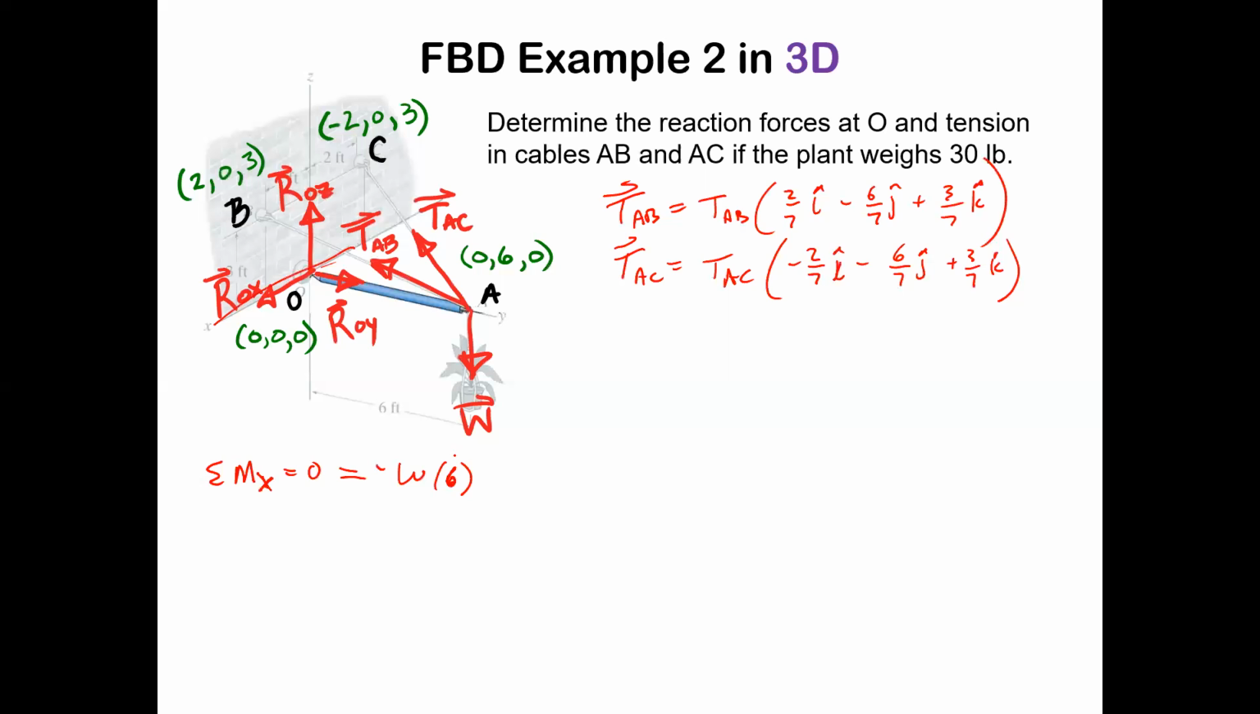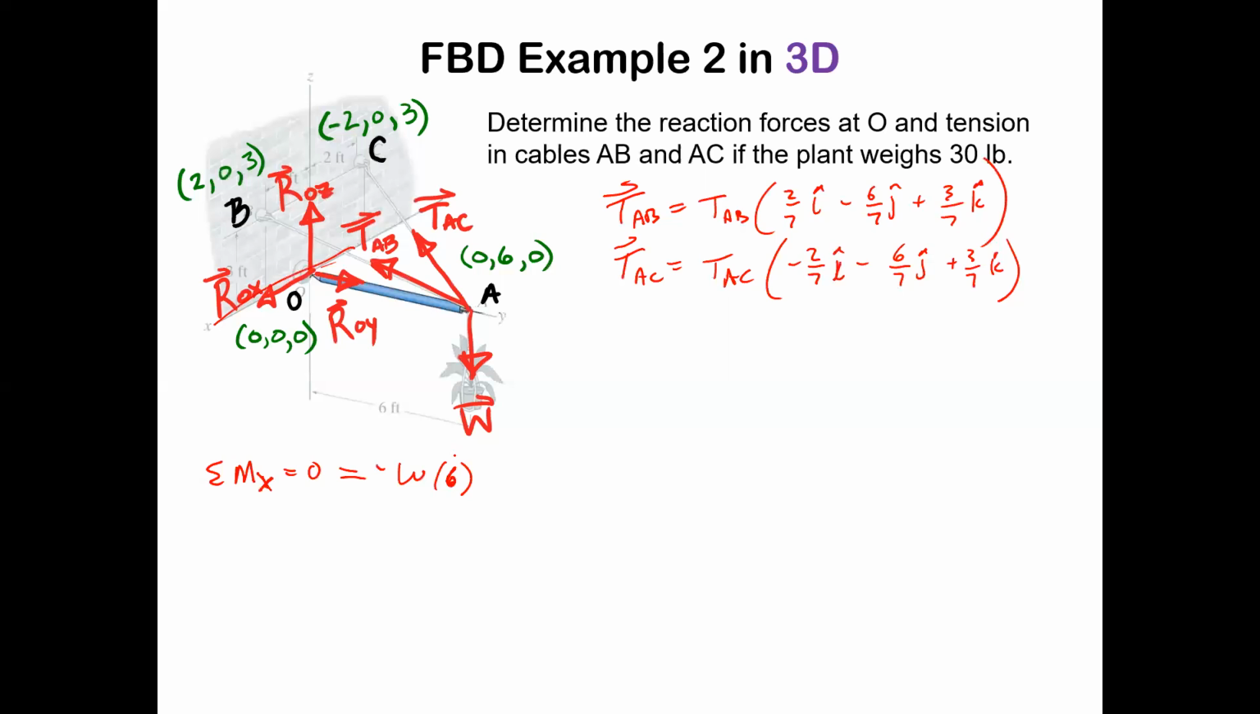And what else do we got here? Well, we got the vertical part of TAB is going to give us, right? And then what else in TAB? Is the y component of TAB going to give us a moment about the x-axis? Is the x component of TAB going to give us a moment about the x-axis?